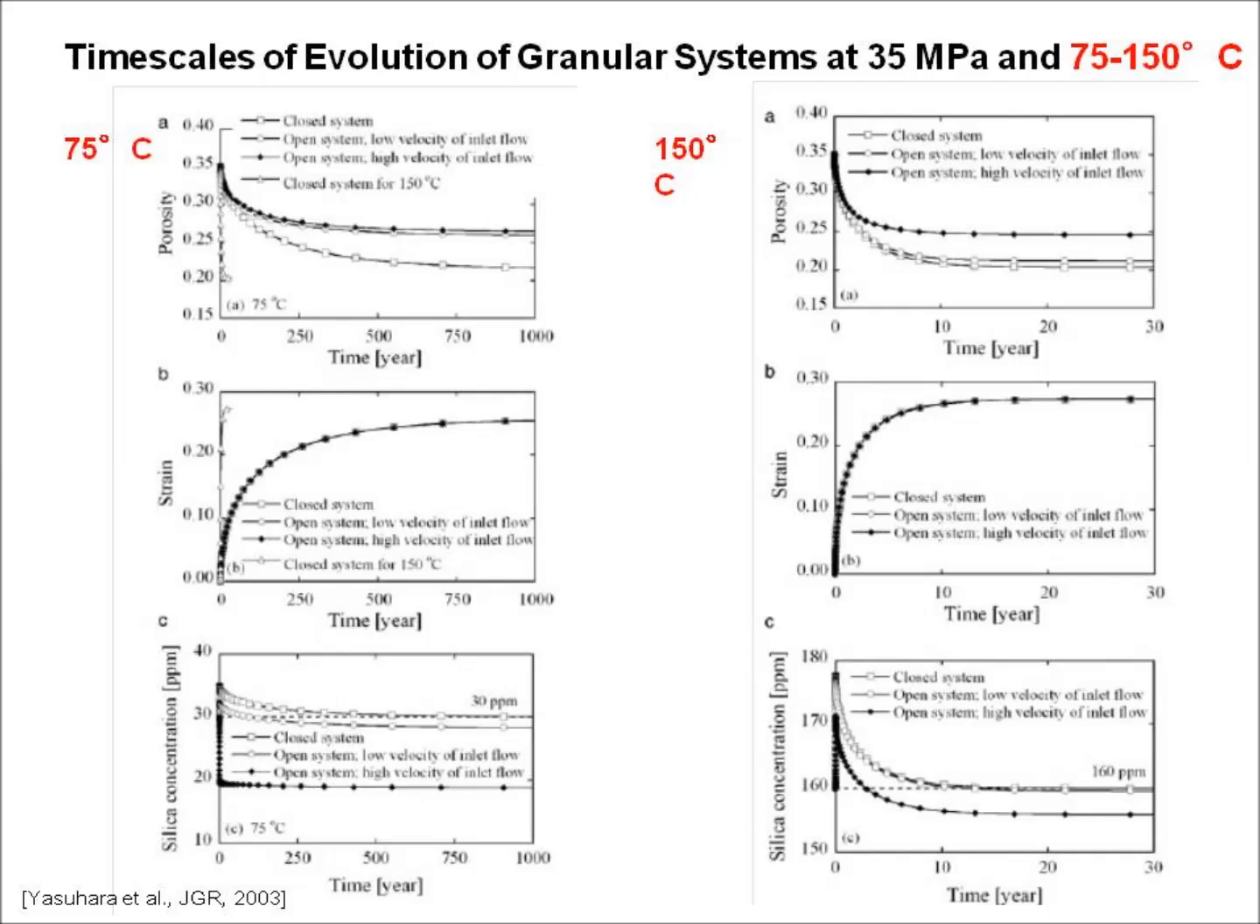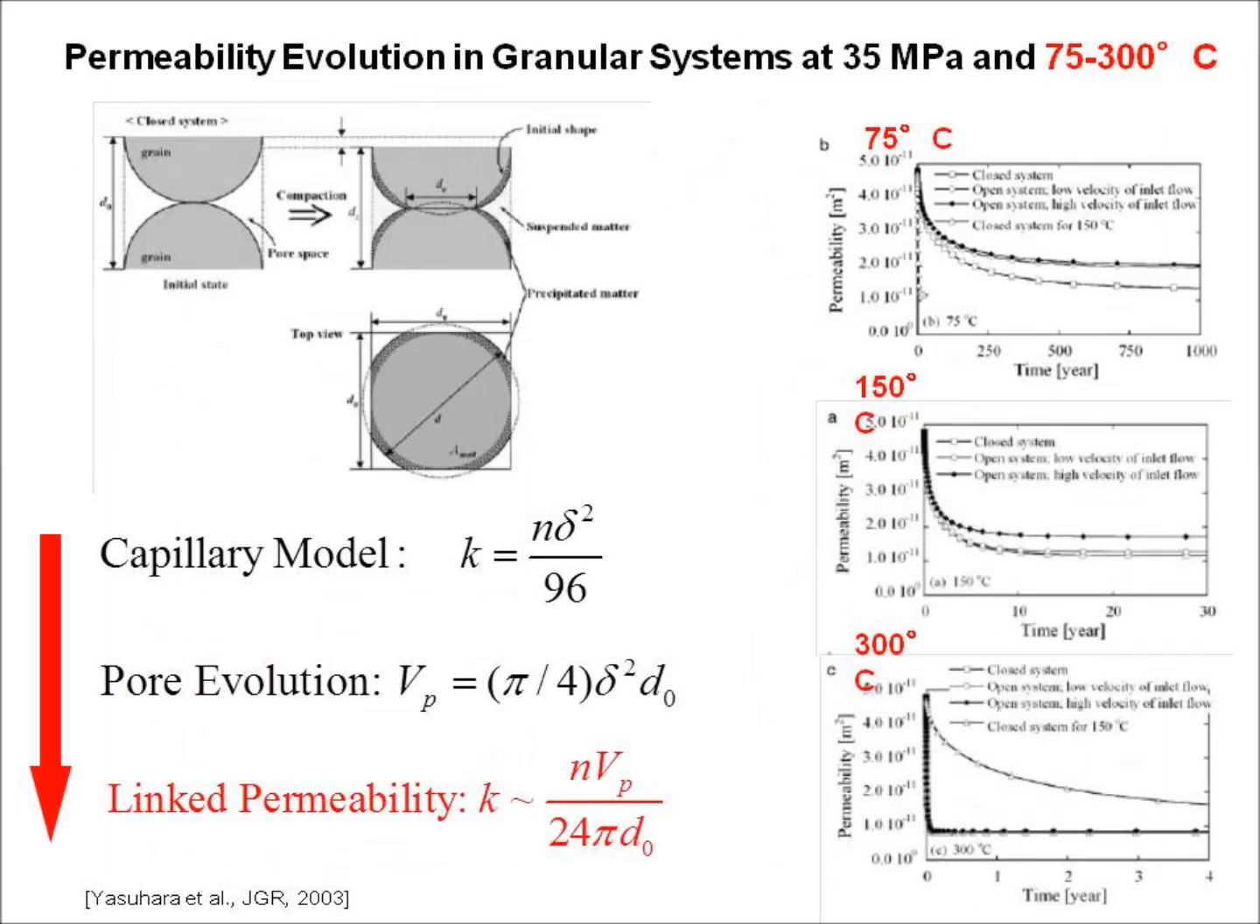But in terms of if you change the temperature from 75 degrees to 150, then you notice that the time scales go from 1,000 years to 30 years. It happens much more quickly when you increase the temperatures, and there's this difference between an open system where you don't reduce porosity so much and a closed system where you do. So the flow through the system has some fundamental control on the behavior.